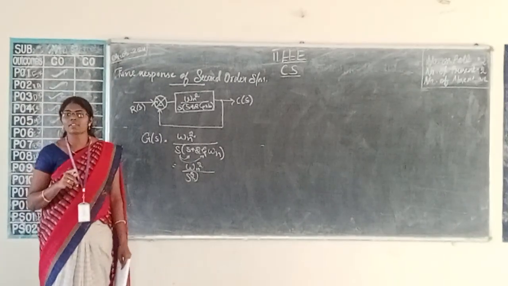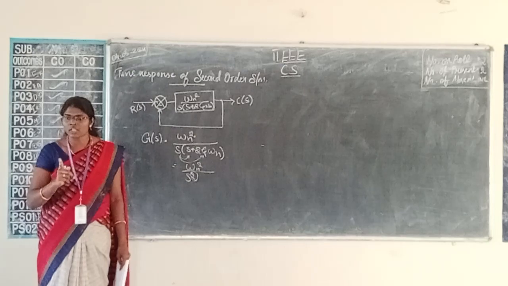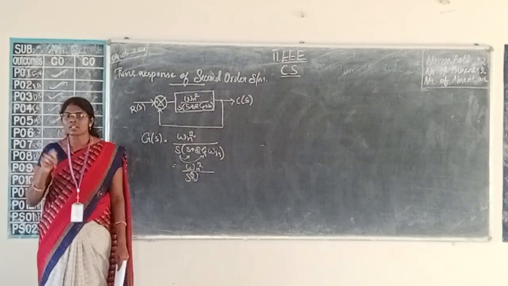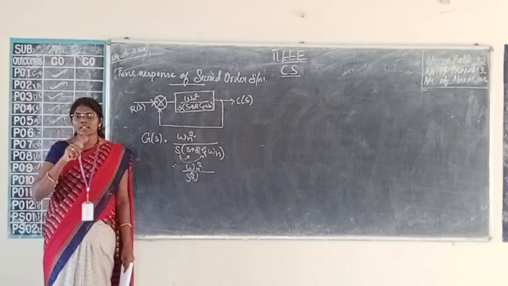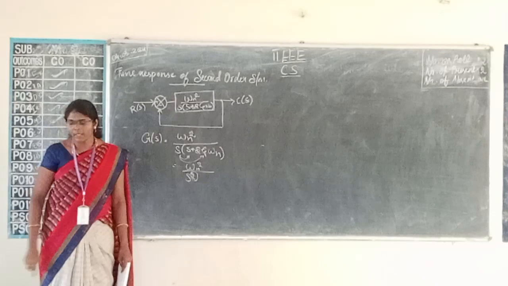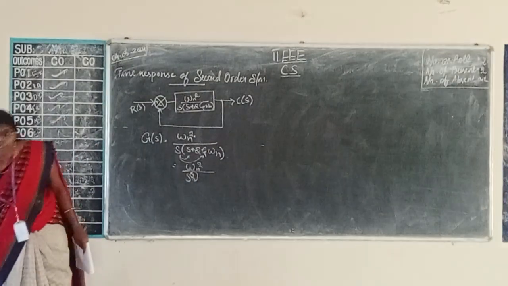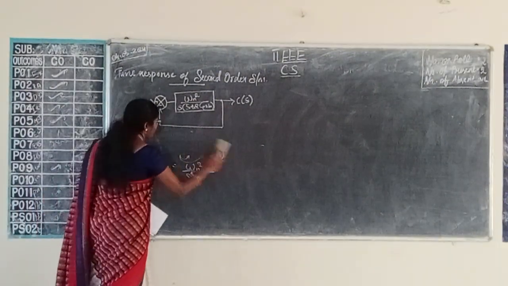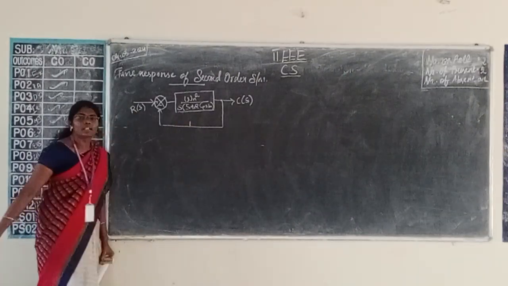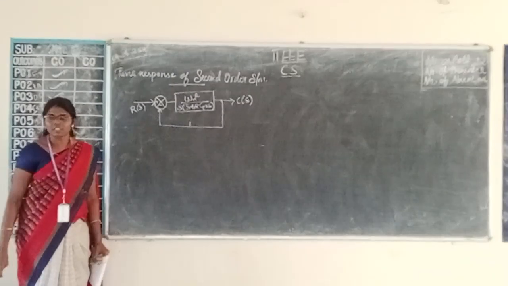In the last class we discussed the time response for the first order system, that is 1 over S. Since the power of S is 1, the order of the system is first order. And here also the feedback is unity feedback. We are considering that it is a unity feedback control system.